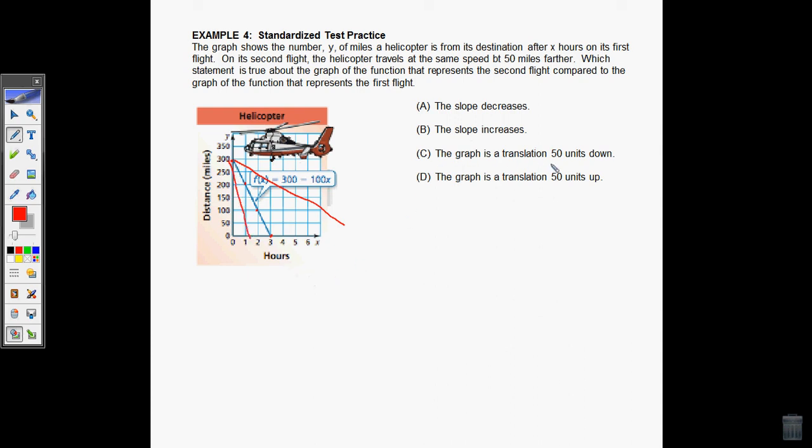That the graph is a translation 50 units down? So do we think that instead it starts here and is parallel, but it's down? Or do we think that it's a translation 50 units up? Do you think it starts higher and is parallel? We have 4 different options there. 2 of them you should be able to eliminate pretty easily. I'm really, really curious what you decide for this one, though.